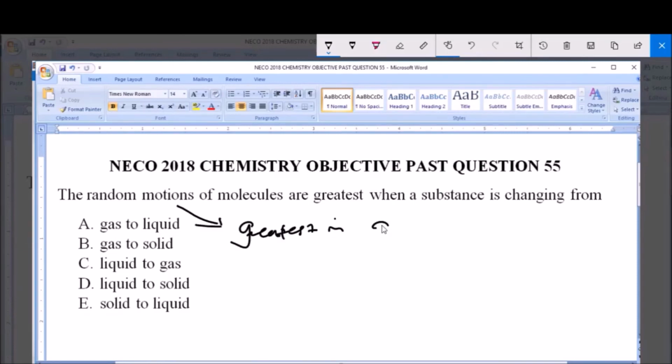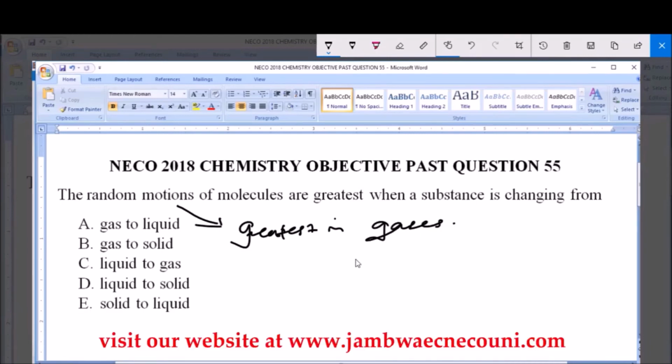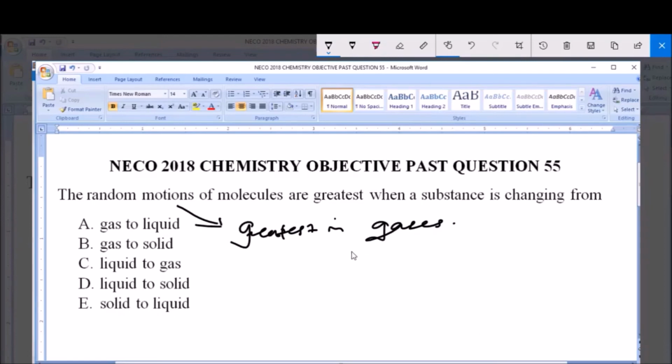Now, random motion, like we know, is greatest in gases. This is because the particles of gases are free. They are not as tightly bound as those of solid, and likewise those of liquid. So the molecules of gases are free, and they are able to move randomly in a given container. Likewise, the random motion of liquid is also greater than that of solid, because the particles of liquid are free compared to those of a solid.